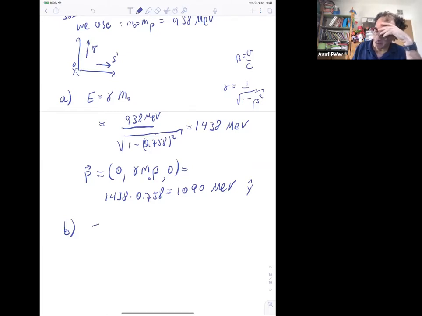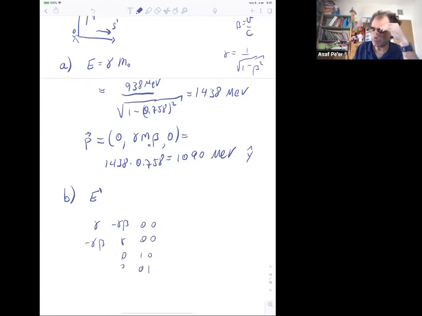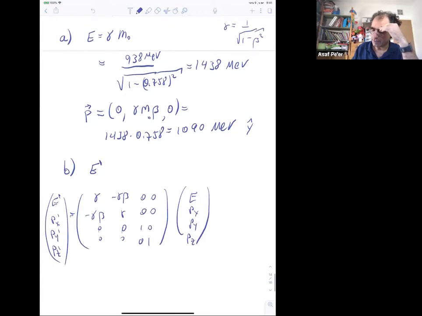So what is the energy in the S prime frame? Well, the way I do it, I just remember it by heart. I do gamma, minus gamma beta, minus gamma beta, gamma, 0, 0, 0, 0, 1, 0, 0, 1, 0, 0, 0, 0, times E, Px, Py, Pz, giving E prime, Px prime, Py prime, Pz prime. So what is E prime?